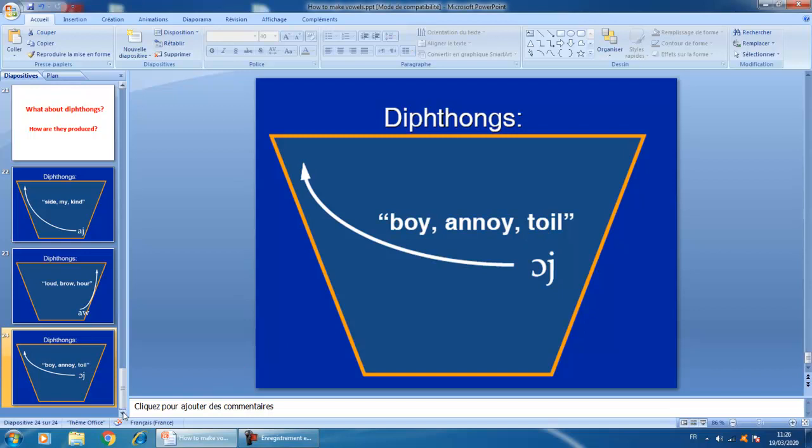So remember, in diphthongs, we have a movement from the position of the first vowel to either E or U. And that's enough for vowels.